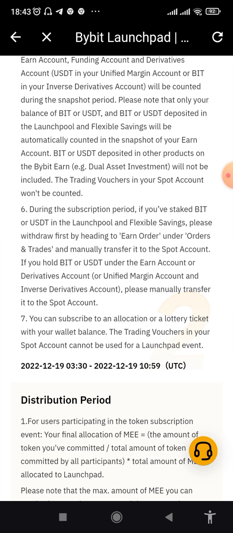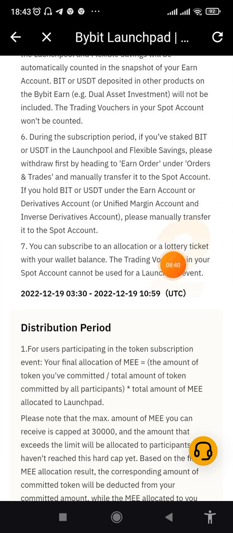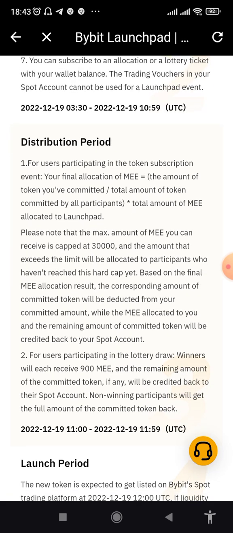To make sure you don't lose this opportunity, just transfer your coins into your account. So for those that are on lottery, it's okay. The spot account cannot be launched per event. That's okay anyway, don't focus on that.